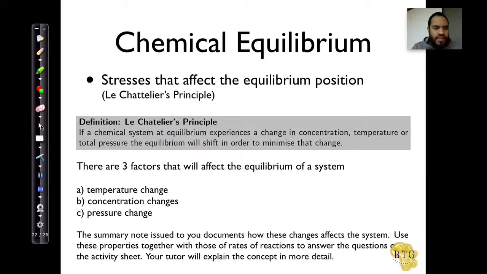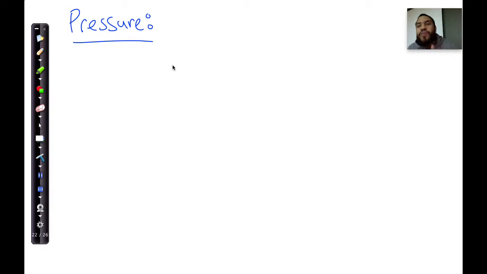Right, so pressure. What effect does pressure have on an equilibrium position? Okay, pressure. When we talk about pressure, we cannot really say whether it's going to favor a forward or reverse reaction, because we need to look at the number of moles in the reactions themselves. It's not as simple as the concentration case. So I'm going to give you a rule.